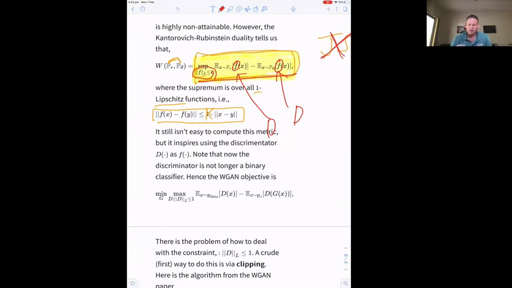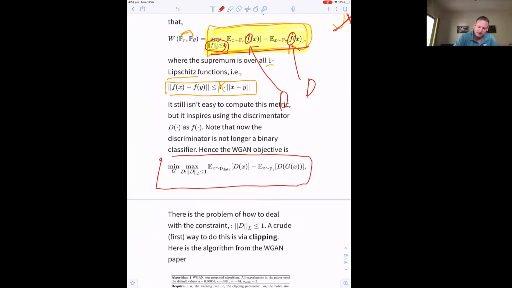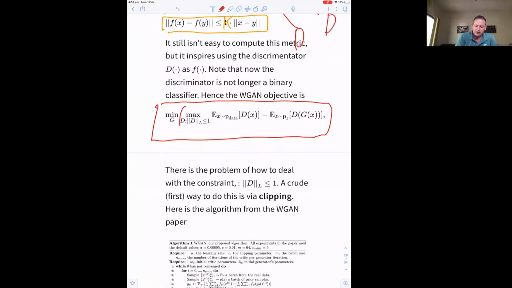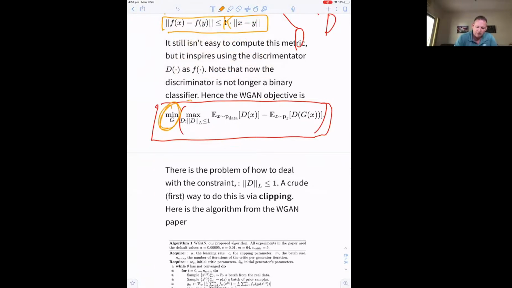The discriminator is not going to be a Boolean classifier, something that gives us a probability in the interval 0, 1. It's going to be a function that's 1-Lipschitz or K-Lipschitz. And then the WGAN objective becomes this. It looks similar to what we had before. It says, here's your generator, optimize that after the discriminator is done its bit. There's only this constraint, the discriminator needs to be within some set of functions.